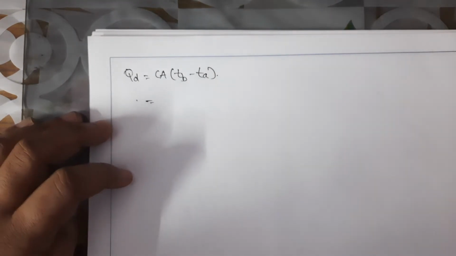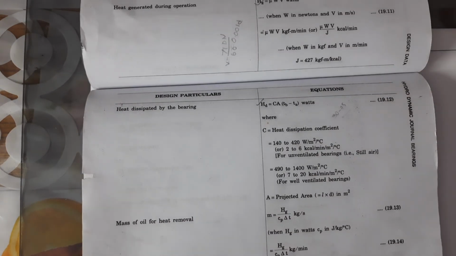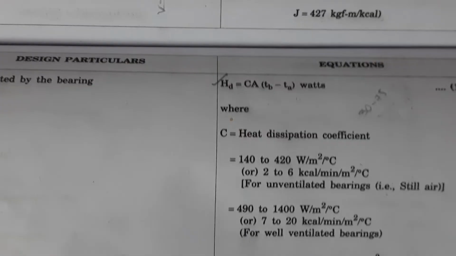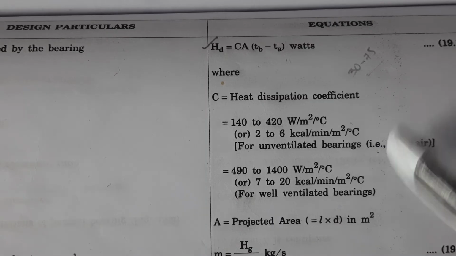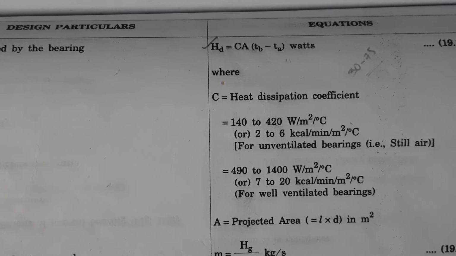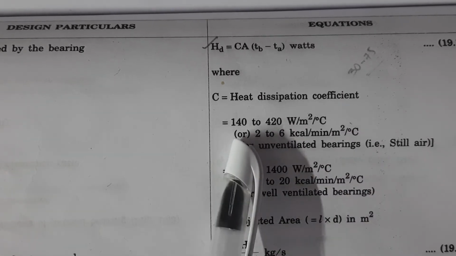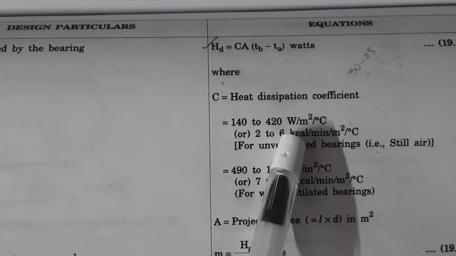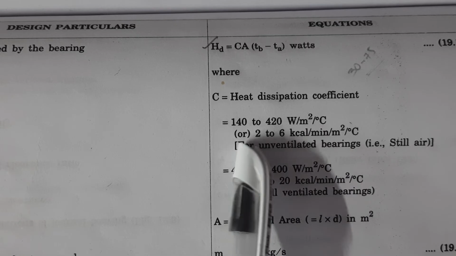That's why I am going to assume that value. So the C value can be assumed by two conditions. Whether in the question he has mentioned if it is a ventilated or unventilated bearing, we can take any of the values. If he doesn't mention ventilated or unventilated also, we can assume that. Okay, I am assuming it as an unventilated bearing and I am going for a value between 140 to 420. You can take any of the values between these two.